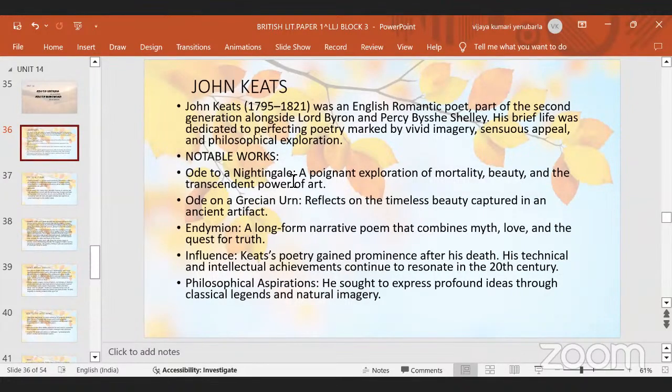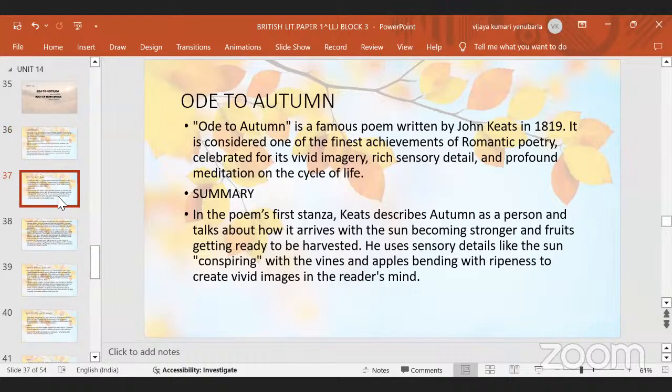Notable works: Ode to a Nightingale, Ode on a Grecian Urn, Endymion. Influences: his technical and intellectual achievements continue to resonate in the 20th century. That is, he influenced the upcoming writers. His philosophical aspirations: he sought to express profound ideas through classical legends and natural imagery.